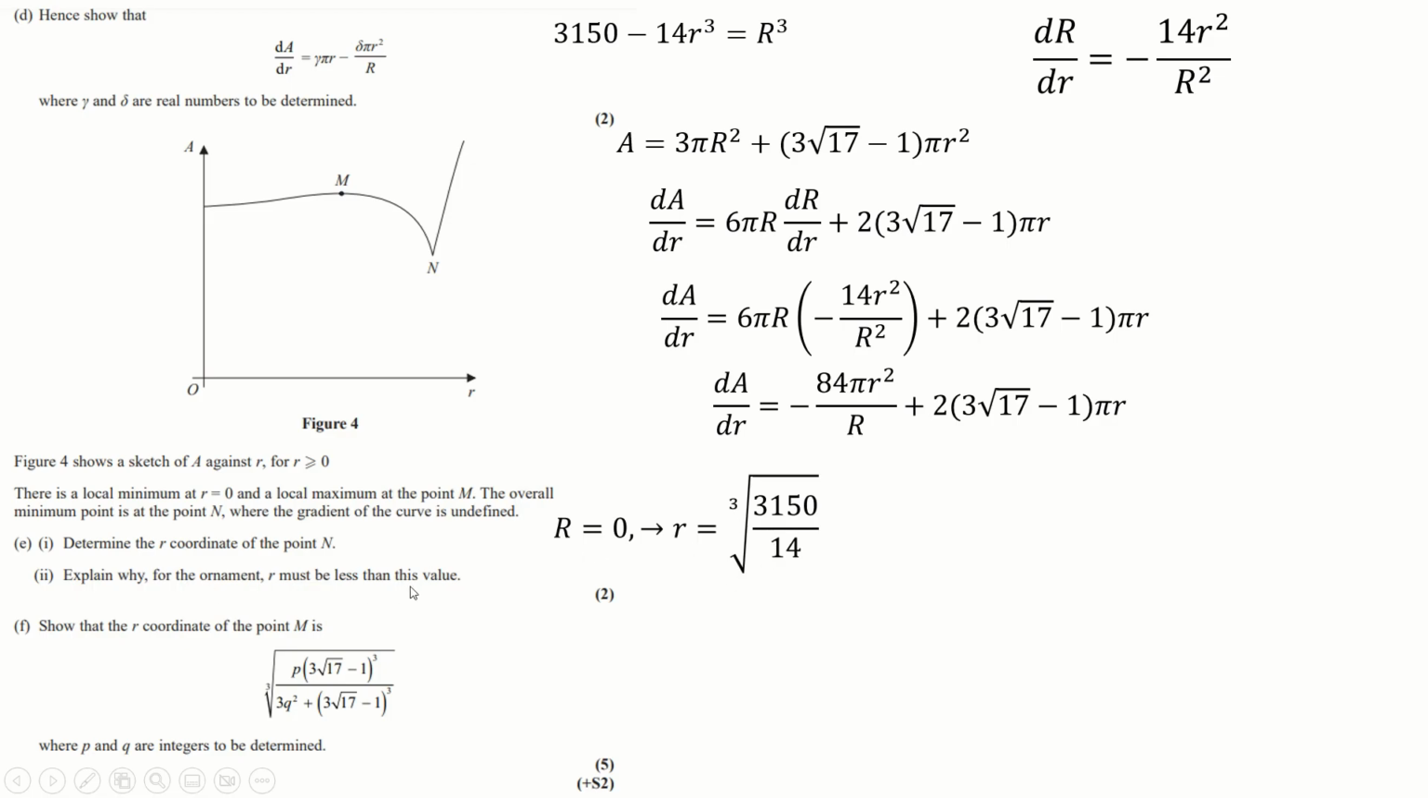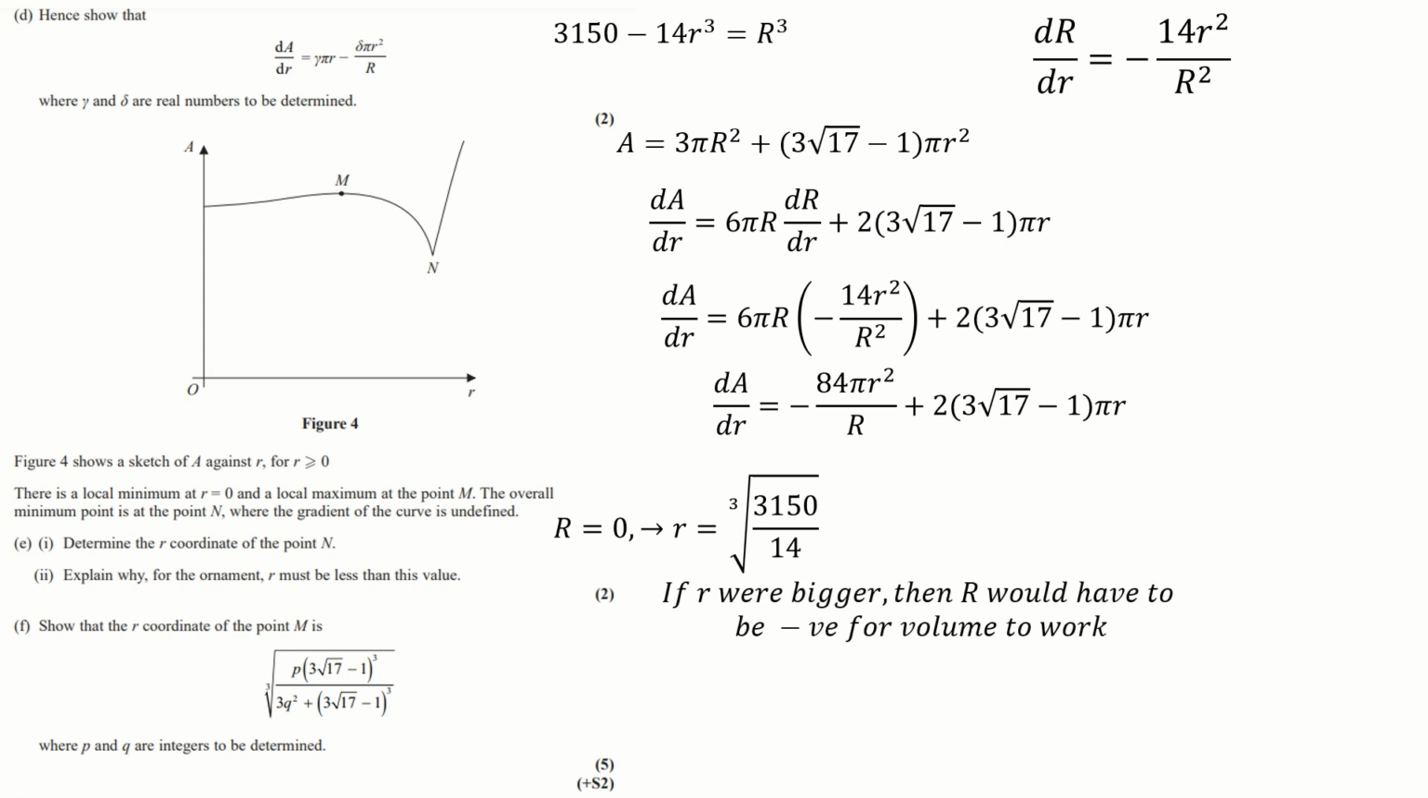Explain why little r must be less than that. Well, again, if it was more than that, then that would make big R negative. And so you can't do that because big R is a radius, it's a length, right? So yeah, can't do that. Okay, the last part, show that our coordinate of m is this thing here.